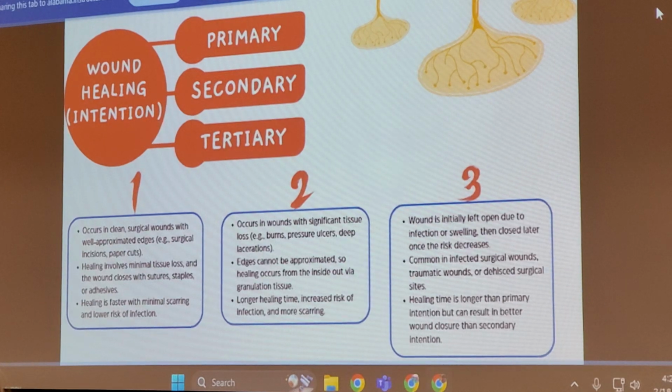Then last is tertiary. It kind of has two in there. The first one is initially left open, but it's due to a complication. So it's either infected, and I don't want to close the bacteria in there.